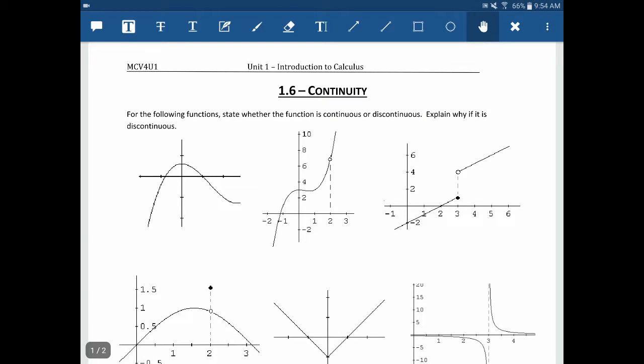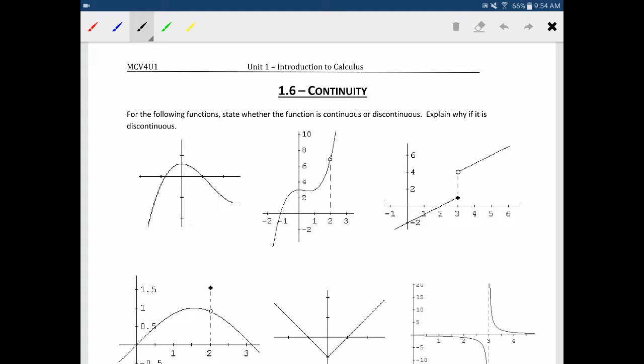Hey guys, today we're going to take a look at continuity. So, first of all, we're going to go through these 6 examples here, and we're just going to discuss whether or not the function is continuous, and if it's not continuous, why it's not continuous. So this is one of these concepts that actually seems kind of self-explanatory, and that's a good thing.